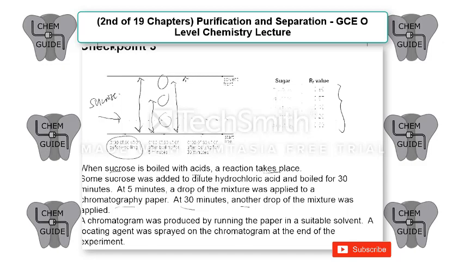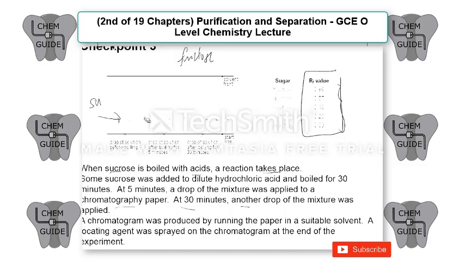So with the R value of these 2 spots here, I can compare with the R values in this table, and I can determine what are the identities of these 2 spots. So this spot here is fructose, and this spot here is probably galactose or glucose. So how do we know? Very easy. Place a ruler on the screen, measure the distance of the spots from the start line, measure the distance of the solvent front, and calculate the RF values.